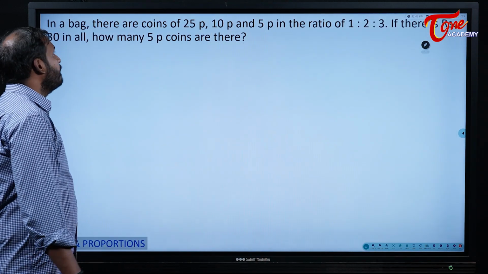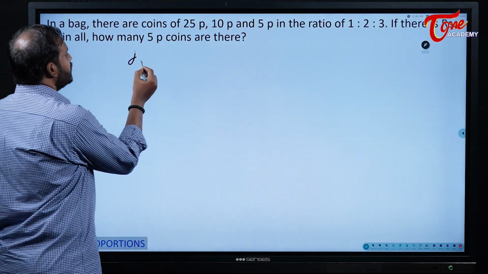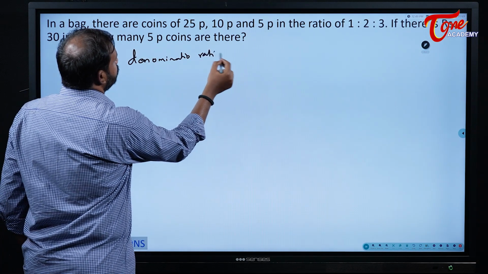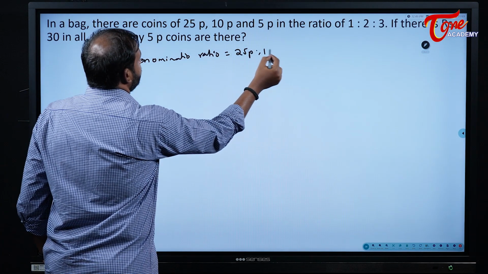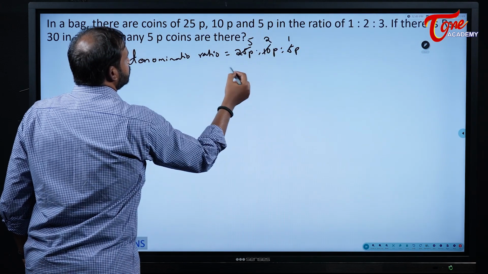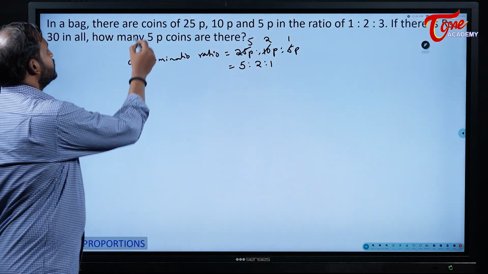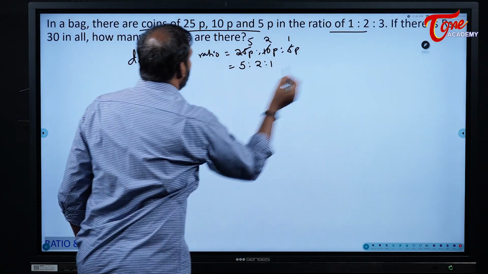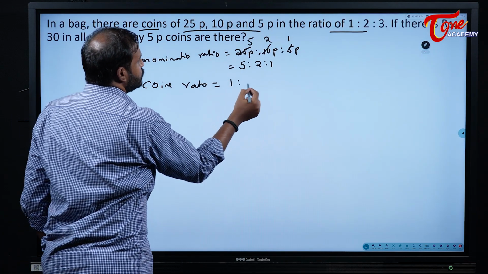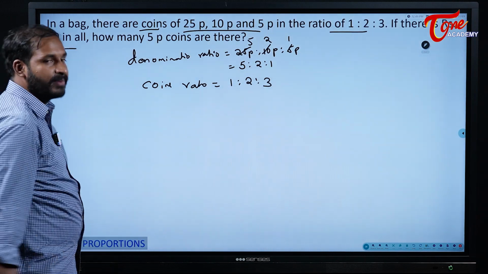Now see here, in a bag there are coins of 25 pice, 10 pice and 5 pice. First of all, tell me what is the denomination ratio I have here? Denomination ratio is 25 pice is to 10 pice is to 5 pice, which is 5 is to 2 is to 1. The coins ratio they have given me is 1:2:3. If there is rupees 30 in all, how many 5 pice coins are there?